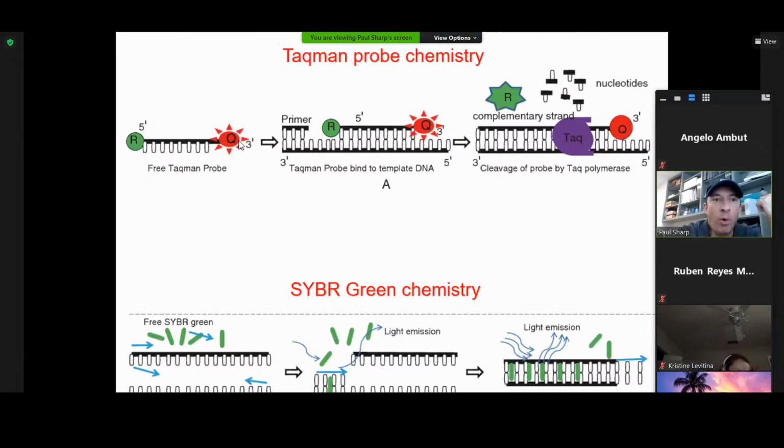And when the reporter and the quencher are intact where they are, you can hit the reporter with laser light or UV light, and you're not going to get fluorescence. And so you might wonder, well, how does this work?